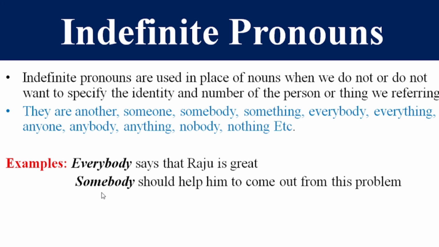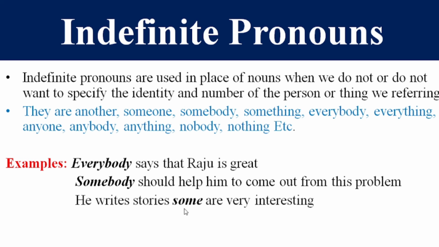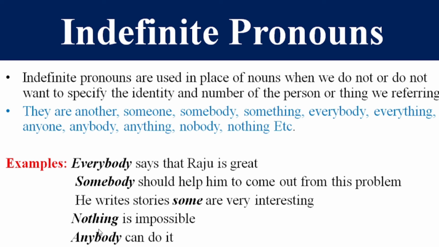Next example. Somebody should help him to come out from this problem. So who will come and help him? Somebody. Who is that? We do not know. Next. He writes stories. Some are very interesting. So some is indefinite. We are not mentioning what kind of stories. Nothing is impossible. Generally we come across this in our day-to-day conversations. So anybody can do it. So these are all familiar sentences.